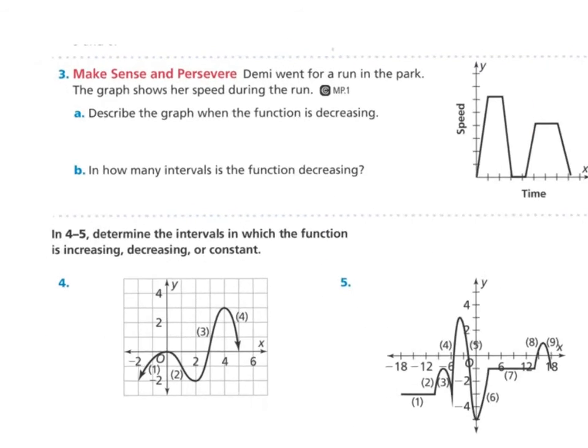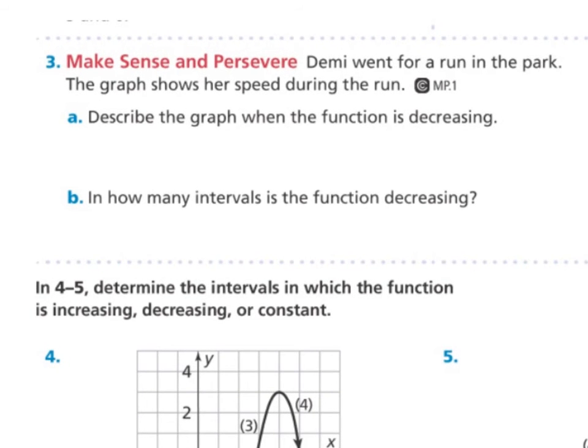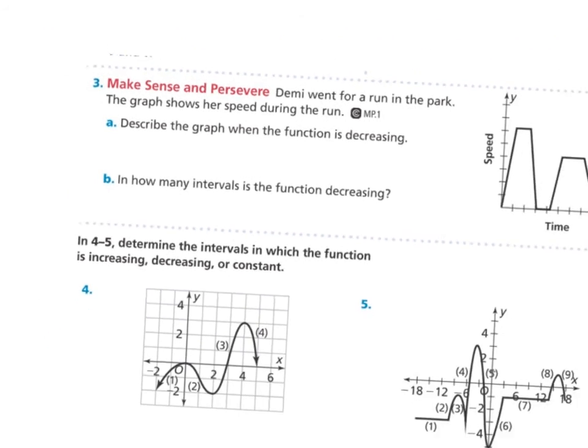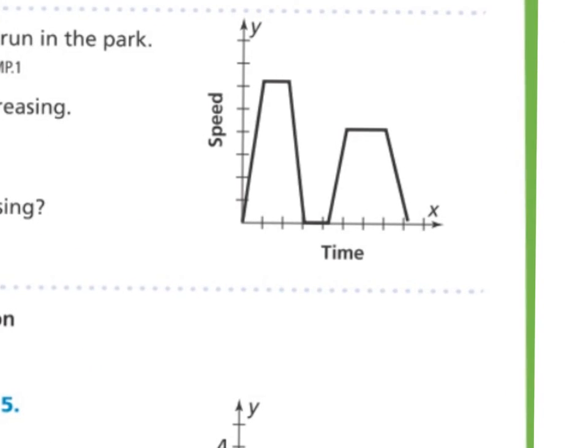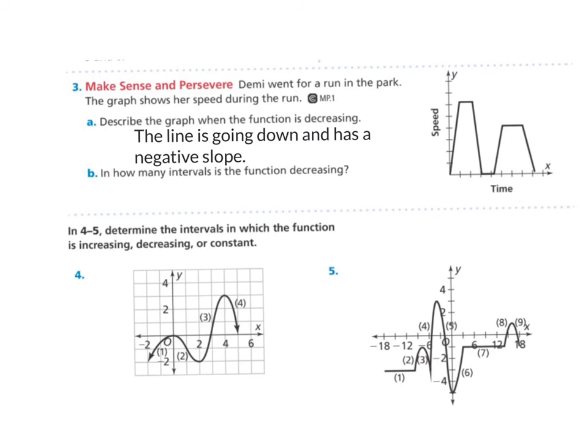So number 3. Demi went for a run in the park. The graph shows her speed during the run. Describe the graph when the function is decreasing, and then in how many intervals is the function decreasing. So to describe that for part A, we could say that if it's decreasing, then it's going down and the line has a negative slope.